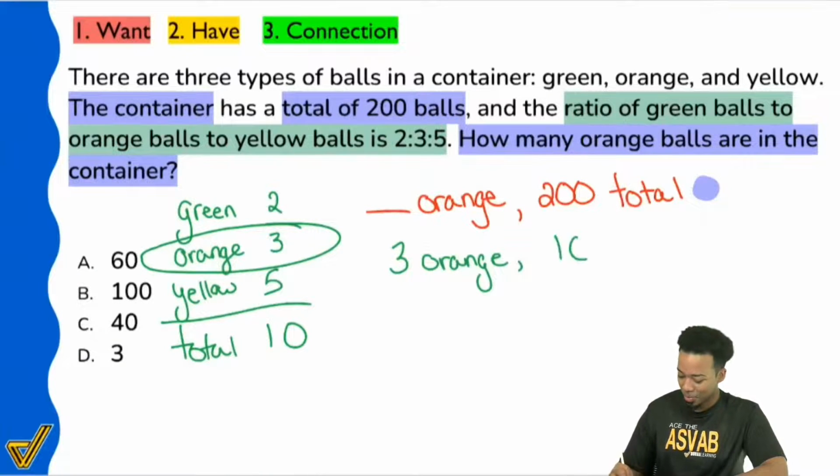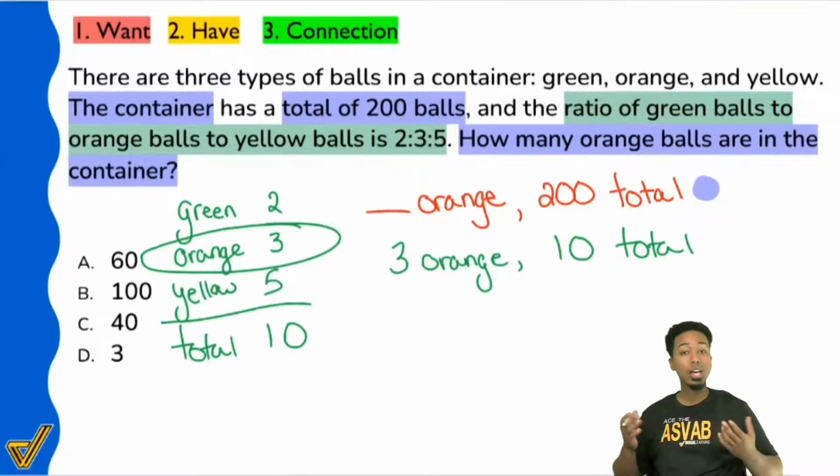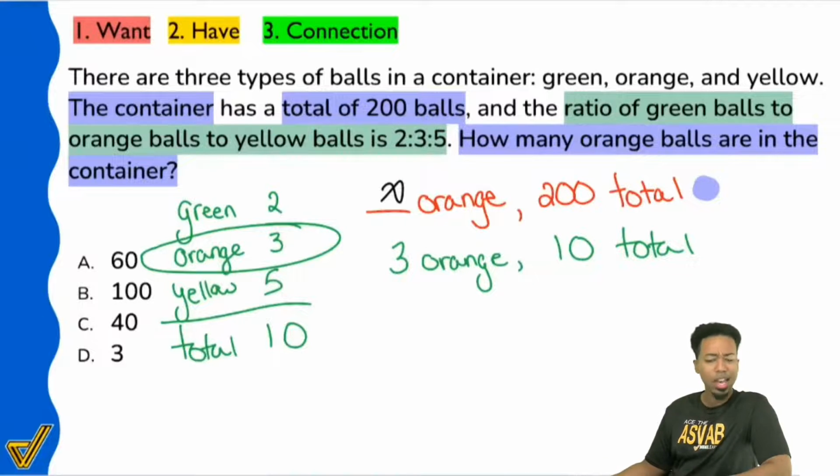So we'll take that and we have 10 total. And let's get to work now. The hardest part about this one was not the calculation, it was the setup. Because now that we have the setup, we can use an X if we'd like to right over here. No worries. I don't care.